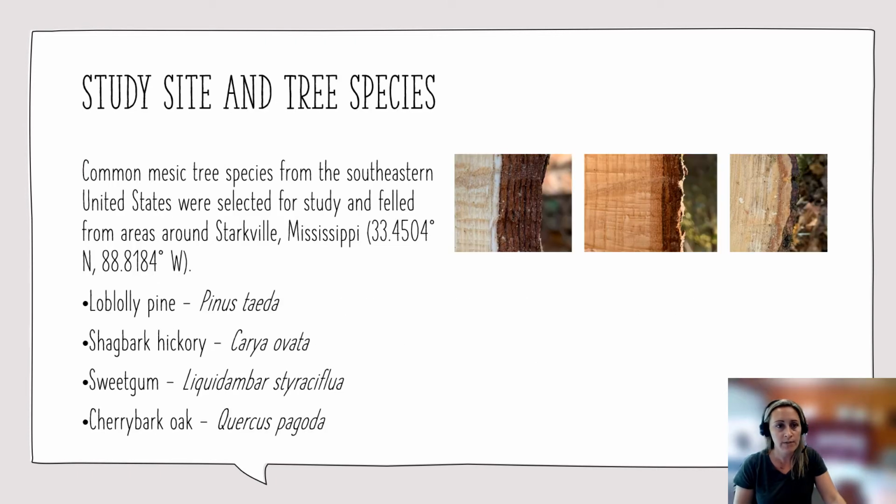We selected 4 common tree species that are widely distributed in mesic areas in the southeastern United States, including loblolly pine, shagbark hickory, sweet gum, and cherry bark oak. In these top pictures, you can see the cross-sectional distribution of bark in loblolly pine here, with a very thin layer of inner bark, that's that lighter color, and the majority of the bark volume made up of outer bark with the darker color. In sweet gum, we have a more even distribution of inner bark to outer bark, and shagbark hickory also has a relatively even distribution of inner versus outer bark, but with visually more dense tissues.